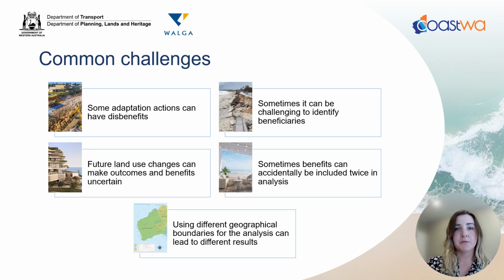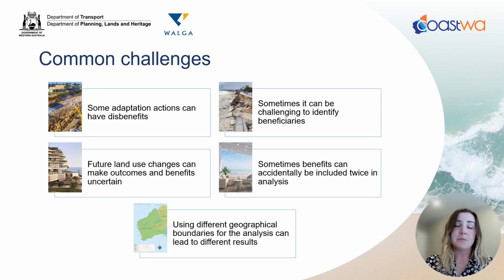It can also sometimes be challenging to identify specific beneficiaries. So again, thinking about the beach, do you actually know who's using the beach? Is it local residents? Is it people from further down the coast? Is it tourists, interstate, international? Getting really specific about who is using or benefiting from that asset can be challenging.